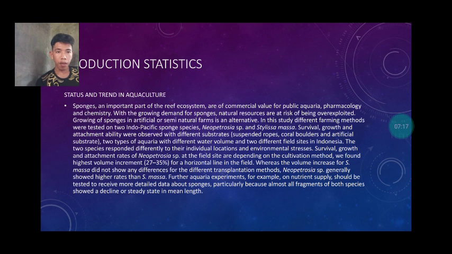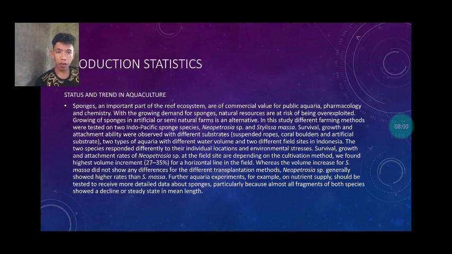In this study, different farming methods were tested on two Indo-Pacific sponge species, Neopetrosia and Stylissa massa. Survival, growth, and attachment ability were observed with different substrates, suspended roofs, coral builders, and artificial substrate, two types of aquaria with different water volume, and two different field sites in Indonesia. The two species responded differently to their individual locations and environmental stress.